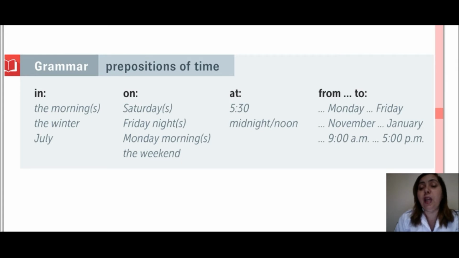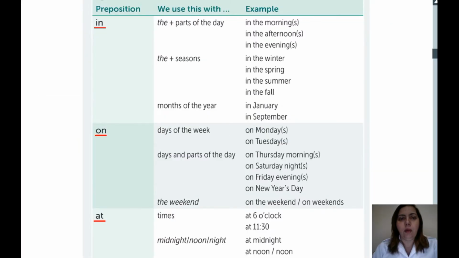To 5 p.m., right? More review. Preposition in: we use it with the parts of the day. Example, in the morning, in the afternoon. We use it with the seasons. Examples, in the winter, in the spring, in the summer, in the fall. Another use of in is with the months of the year. Examples, in January, in September.